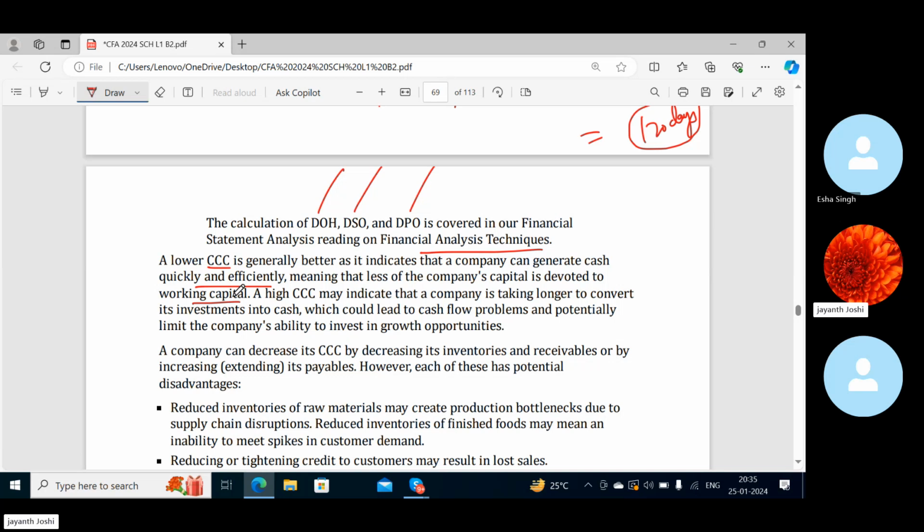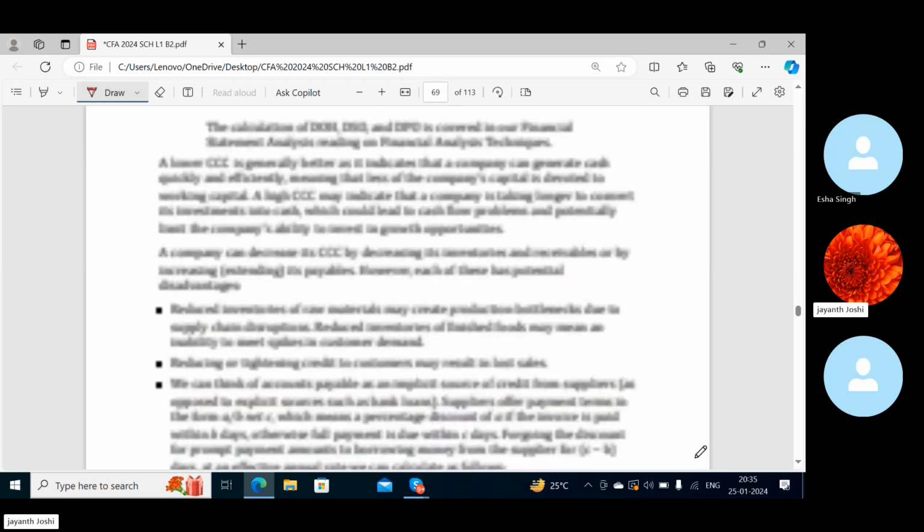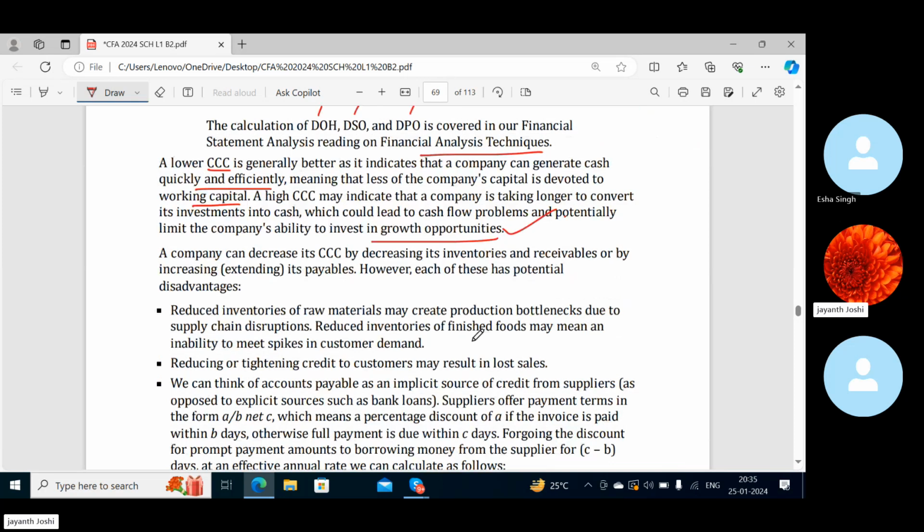A high CCC may indicate that company is taking longer to convert its investments into cash, which could lead to cash flow problems and potentially limit the company's ability to invest in growth opportunities. Of course, if you're not getting cash on time, then how will you flourish?